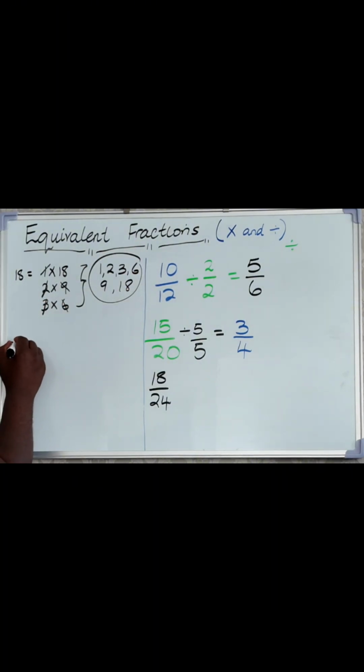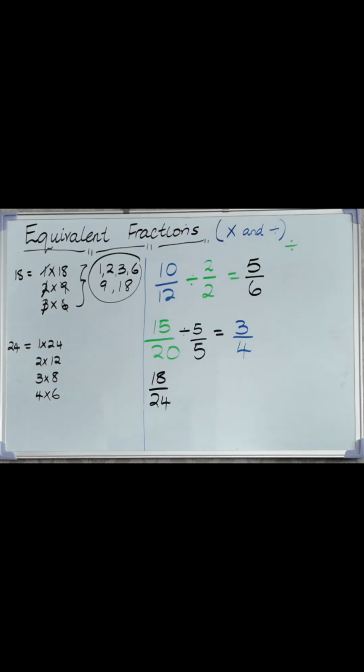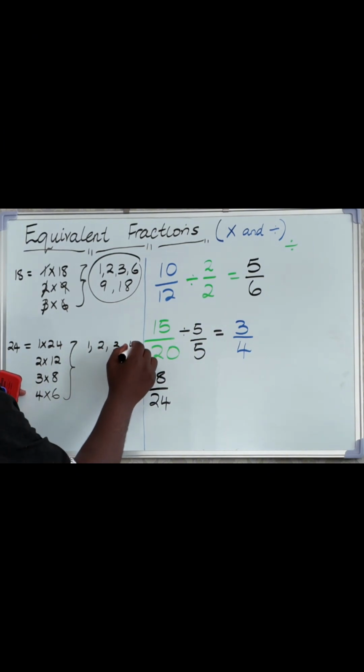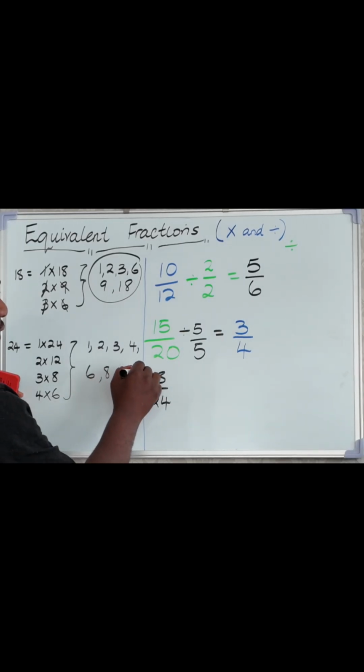Then you go on to 24. It's equal to 1 times 24. Then you also have 2 times 12. Then you also have 3 times 8. Then you also have 4 times 6, right? So if we go on, we'll have 8 times 3 and 12 times 2, but because we've written them down already, we're now going to say which are the numbers that go in. Then we order them. We've got 1, 2, 3, 4, 6, 8, 12, and 24.